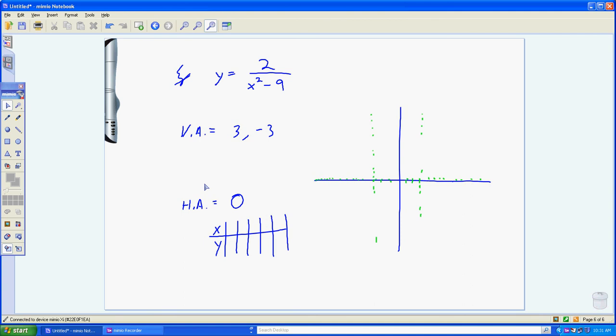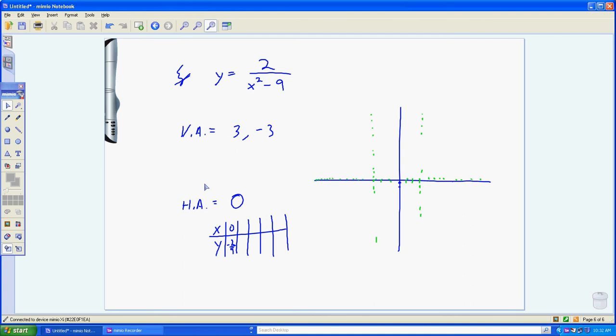So let's just plug 0 in. If we plug a 0 in for x, we get 2 over negative 9, right? So negative 2 ninths. I don't care what the decimal is, but all I know is it's really small negatively. So right there. You can guess what this graph's going to do, because we've discovered that all of the graphs seem to follow the boundaries, right?